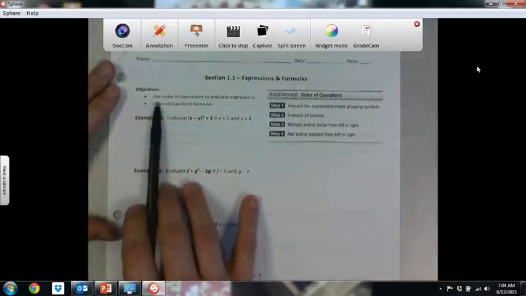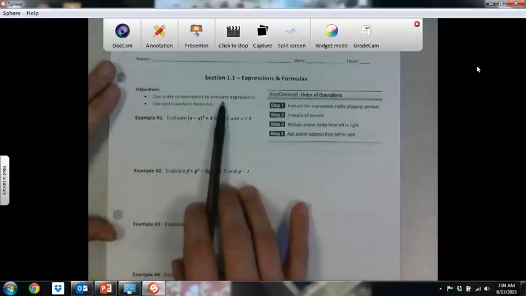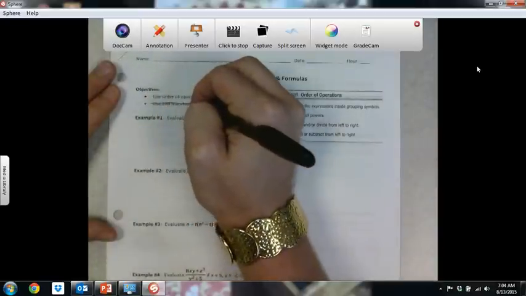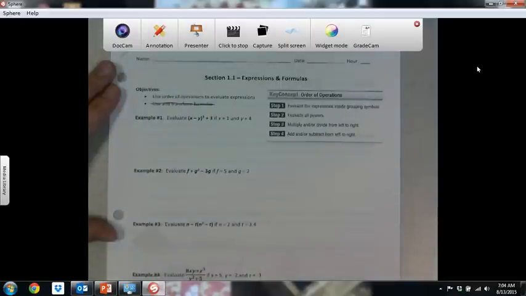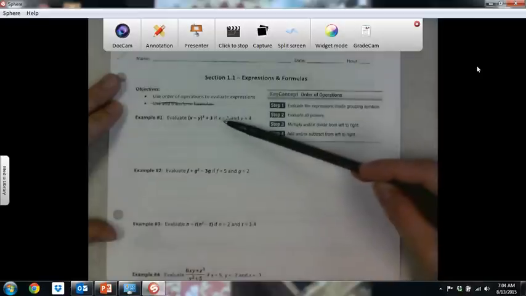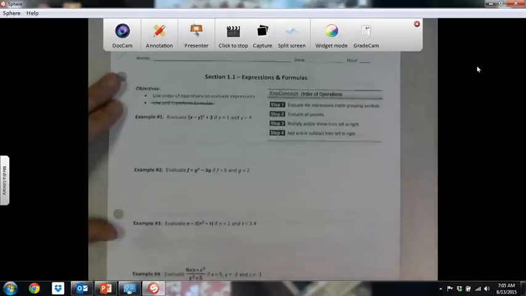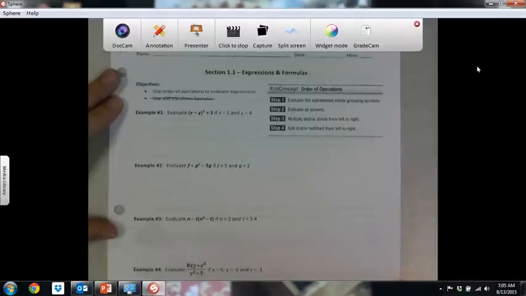Our objectives for today are really to use the order of operations to evaluate expressions. We're not going to worry so much about this use and transform formula, so you're welcome to just cross that out. But the idea behind evaluating expressions is that you really want to replace each of the variables that you see with the value they tell you to, and then use the order of operations to simplify that down into a single number. And so we're going to practice several of these together in the notes, and then you'll have an opportunity to practice some additional problems in class.